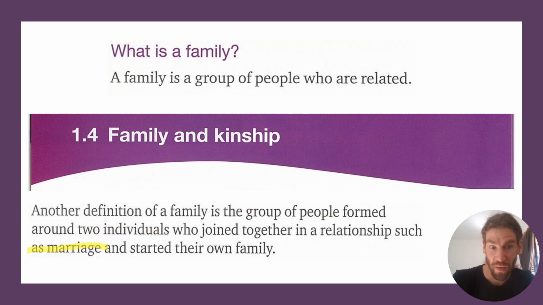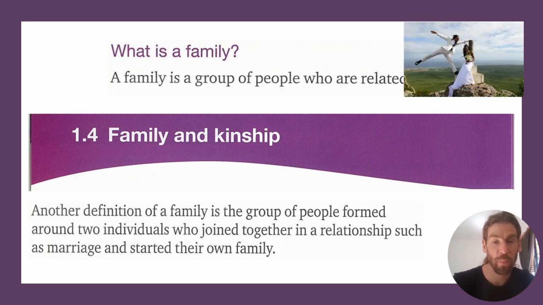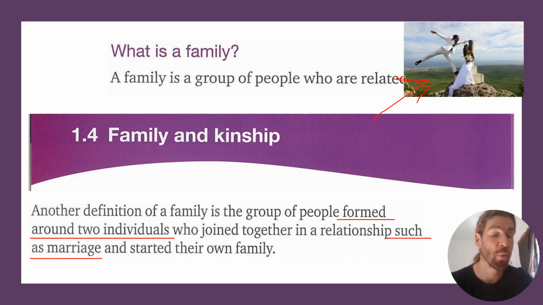That can be adoption, that can be a foster child. So this definition of what a family is actually leaves much more open. Yes, so two people marry together or start a union, such as marriage, formed around two individuals, like these persons. They married, like you can see how they are dressed. They joined together in a relationship, just such as marriage. But there are also other forms possible. So this definition leaves a lot more open for different possibilities to be a family.